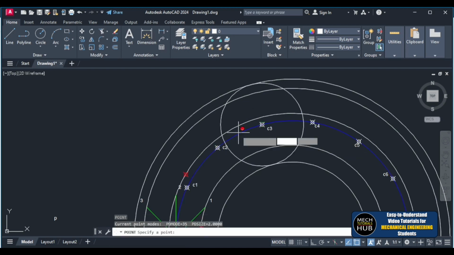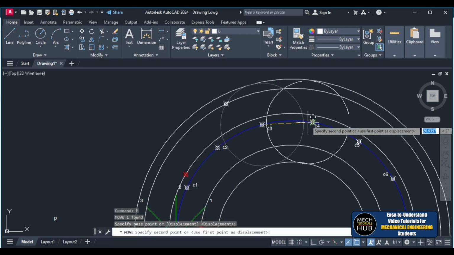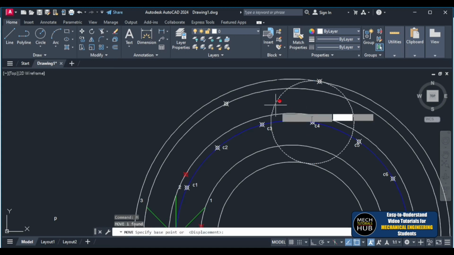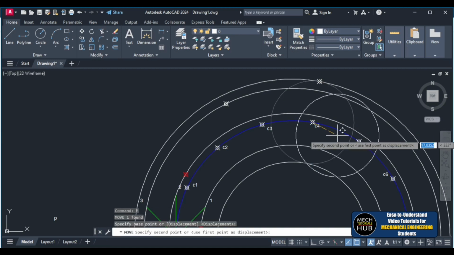PO enter, and the intersection of those two, this one, C3 and the circle. Similarly, select the circle, M enter, hold the midpoint, place it at C4, again PO enter, and this is going to make a point here. Again select the circle, M enter. Repeatedly I'm doing the same procedure.